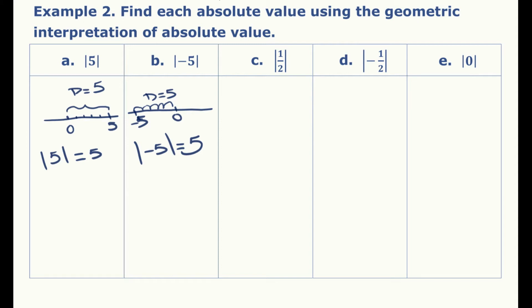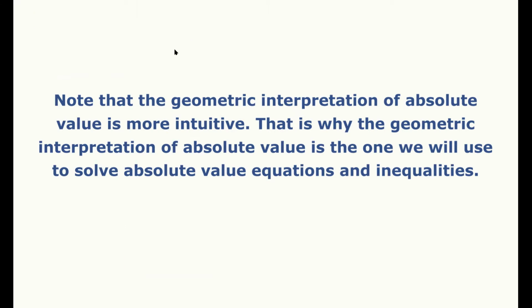In a very similar manner, of course, you can show that the absolute value of 1/2 is just going to be 1/2. The absolute value of -1/2 is also going to be 1/2. And the absolute value of 0, well, what is the distance between 0 and 0? Well, clearly 0. All right, so as we have noticed, the geometric interpretation is more intuitive, and that's the one that we're going to use to solve absolute value equations and inequalities.